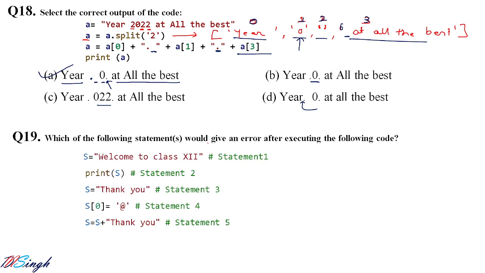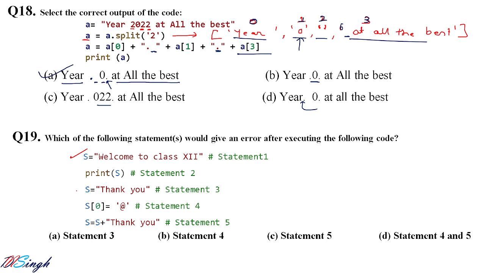Which of the following statements will give an error after executing the following code? So S, this is a string declaration, no issue in it. Print S, no issue in printing. S will be updated again. So this is another same assignment. You can update the whole string or whole tuple in one go.